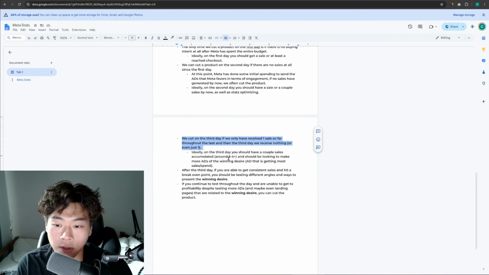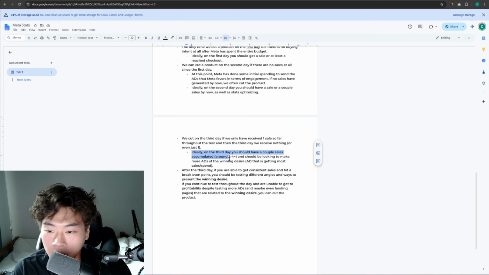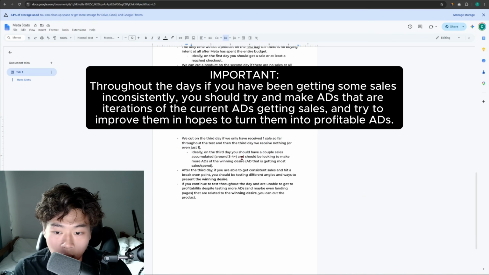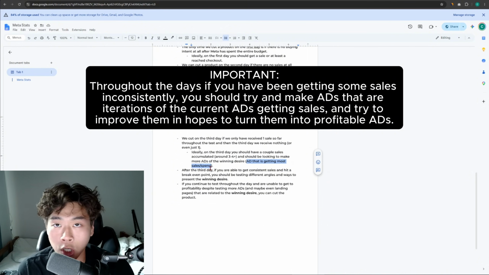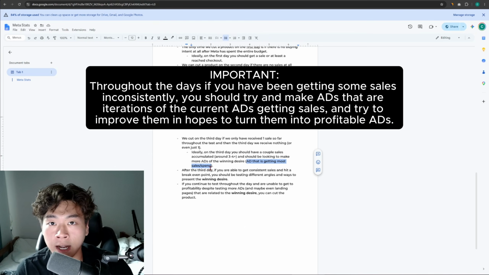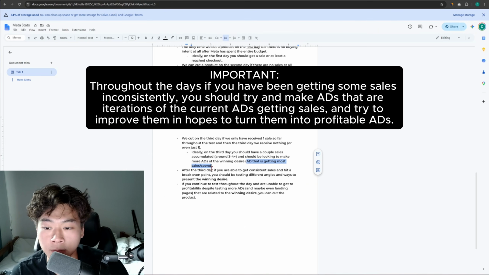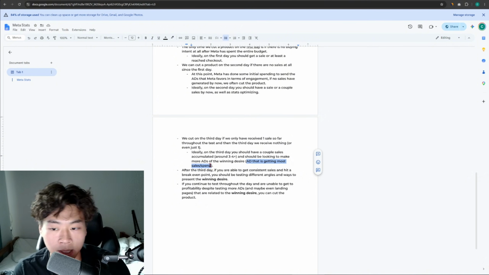So ideally on the third day, you should have a couple sales by now, around 3 to 4. And you should be looking to actually make more ads of the winning desire, which is the ad that's getting the most sales and spend. You should be looking to take the desire in that ad and finding more engaging ways to present it, because that is the desire that is working best for the people that your ads are showing to.